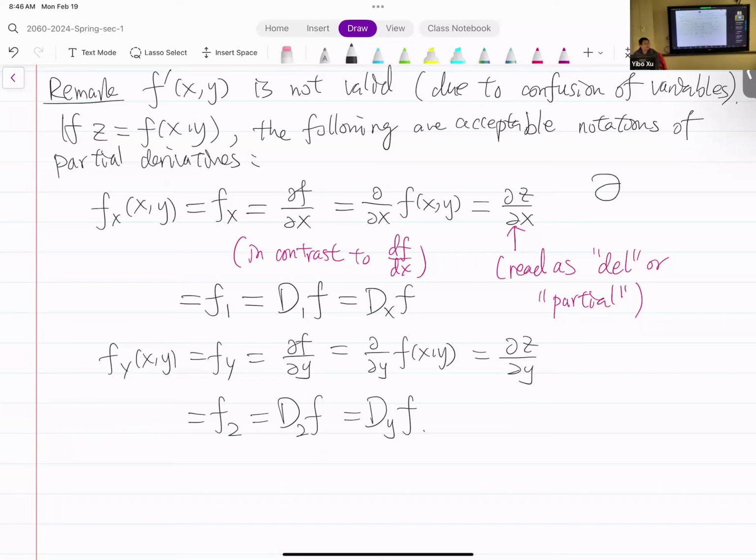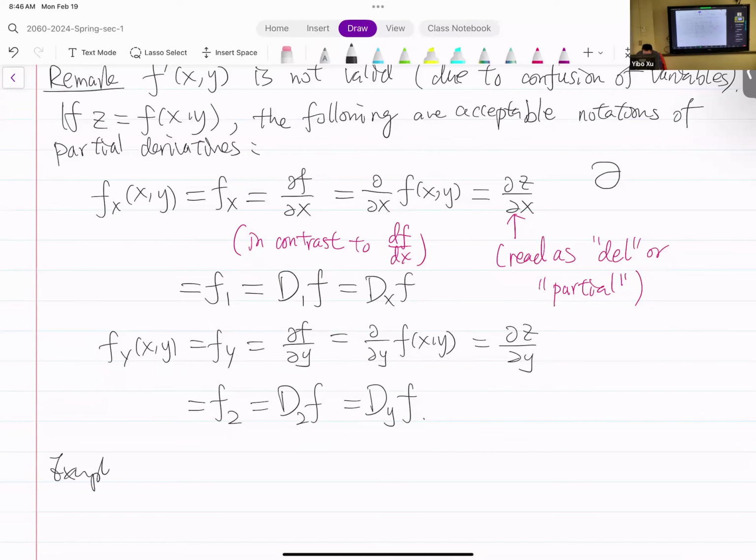Any questions about the notation? So for this del notation, that's very important. That's going to be heavily utilized within our course.